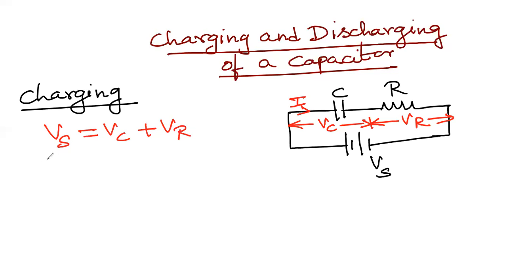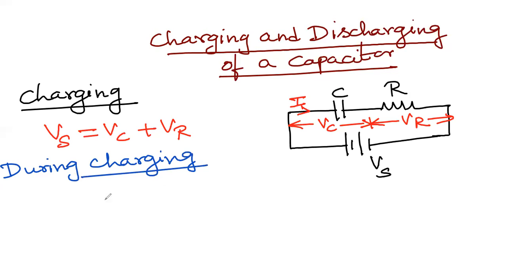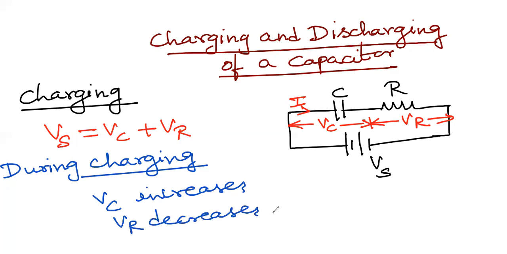Now during charging, what happens is Vc will increase. Because Vc is increasing, Vr decreases. As we know that Vr is equal to IR, because Vr decreases, I decreases.